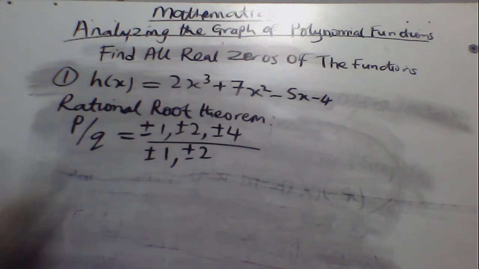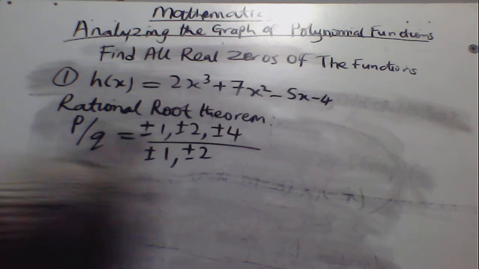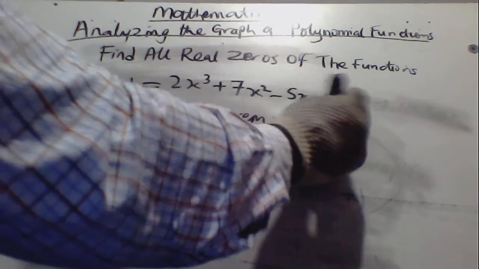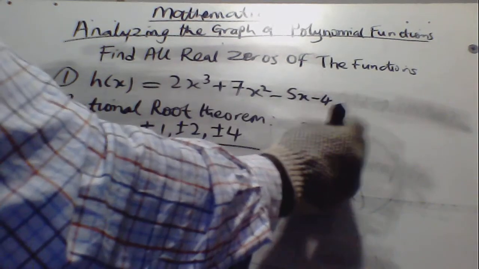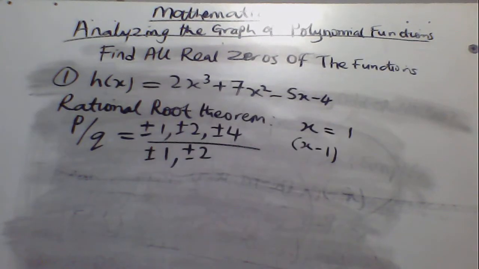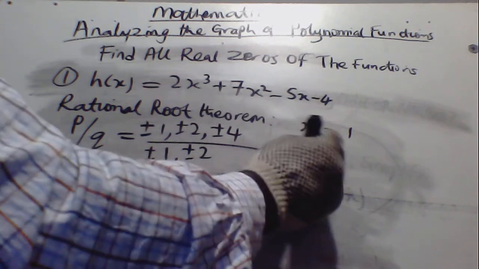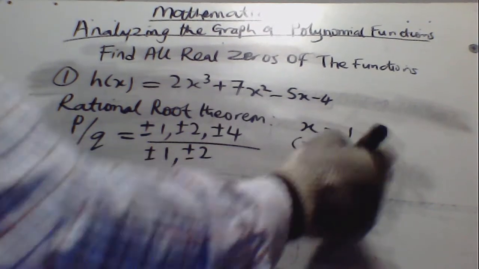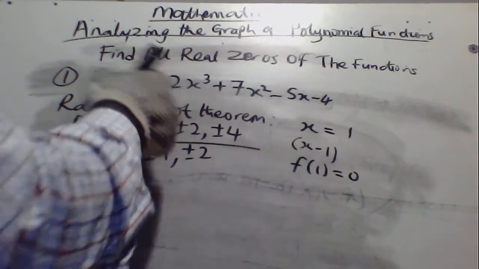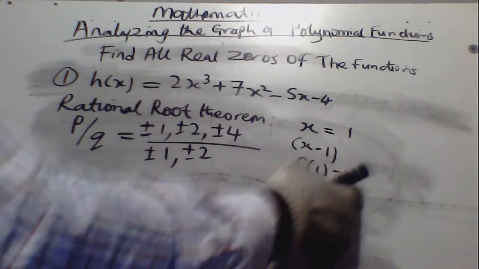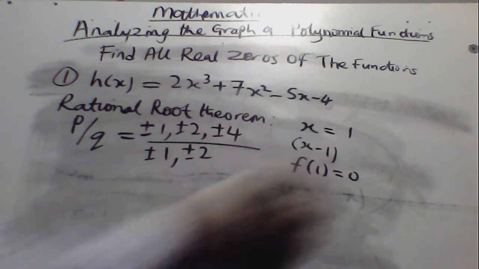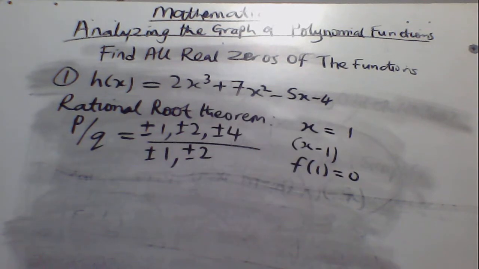So if you check plus or minus 1 using the factor theorem, we state that if x minus 1 is a factor of a given polynomial, f of 1 is equal to 0. Wherever you see x, substitute 1. If the result is equal to 0, then x minus 1 is one of the factors. So we can now proceed.